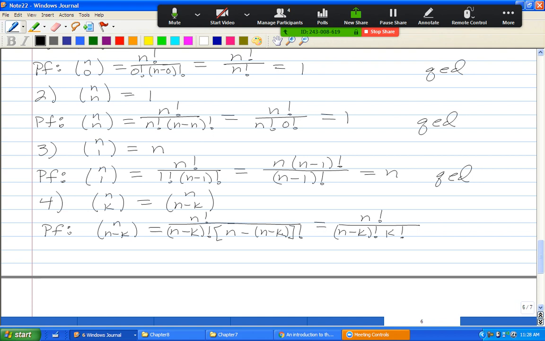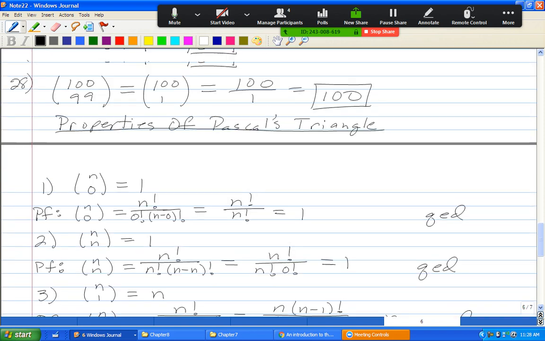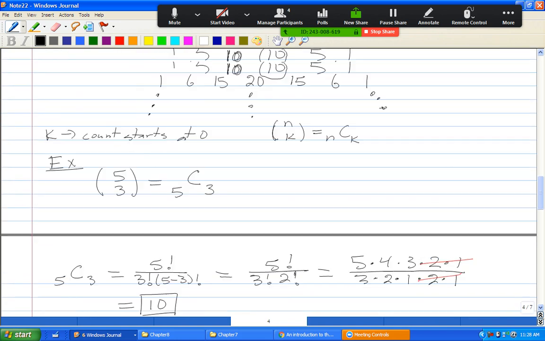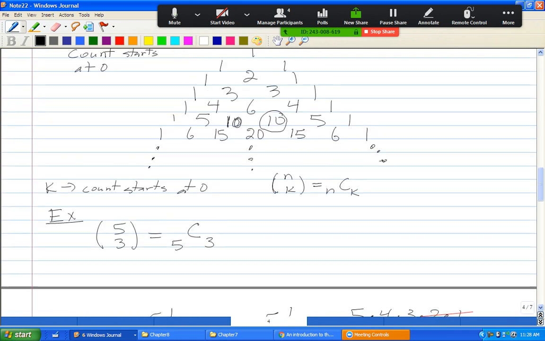Of course, minus a negative is a plus. And well, I can write this as k factorial n minus k factorial. And so this is just equal to NCk. So I'm done. So symmetric. That means that if I look at Pascal's triangle, the right-hand side is a mirror image of the left-hand side.